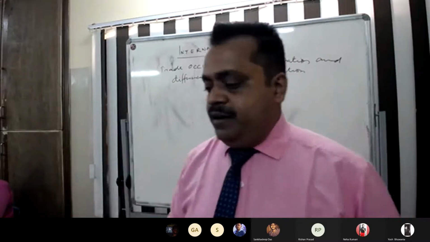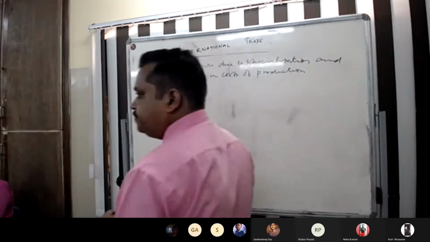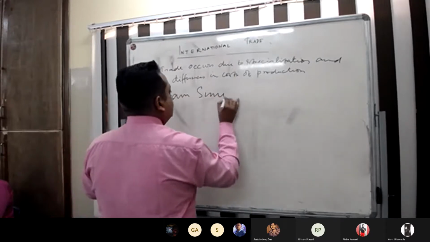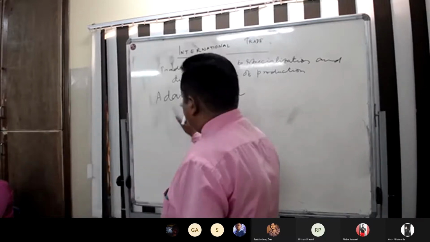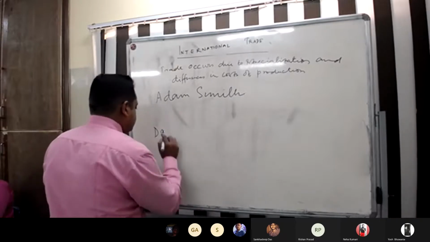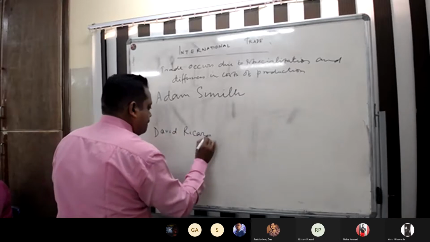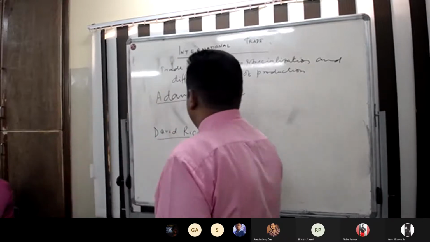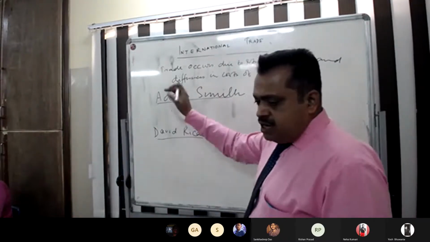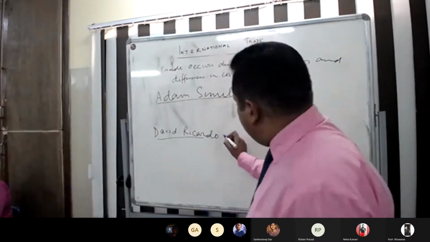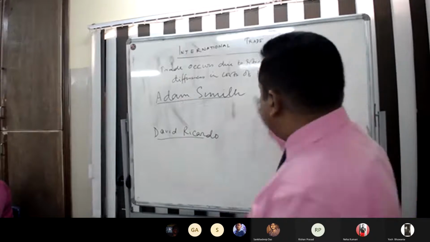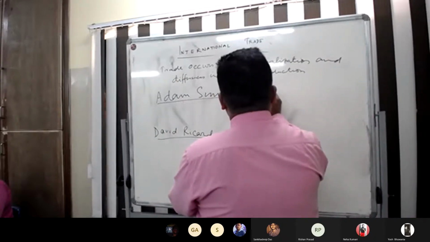This international trade theory has been propounded by two economists. One is Adam Smith, who is considered the father of economics. Another is David Ricardo. Adam Smith has explained this cost theory. Both are the basis of costs. Adam Smith explained that international trade occurs due to the differences of cost. Both the economists have explained international trade due to the differences of cost. But it is the absolute differences of cost.